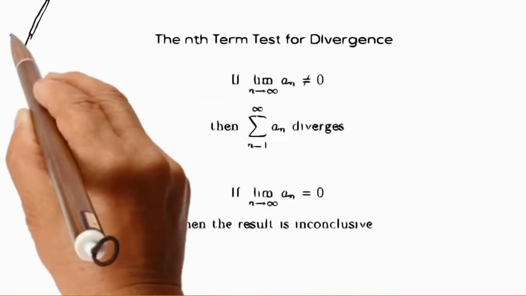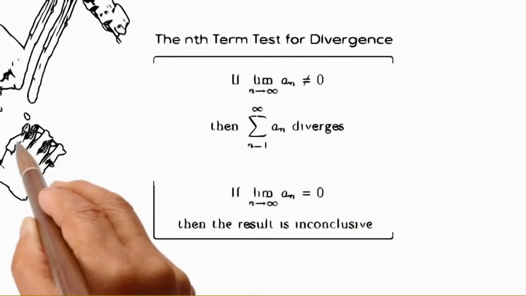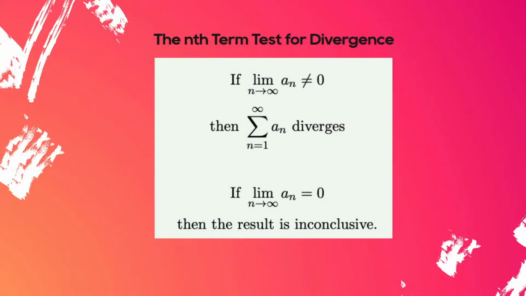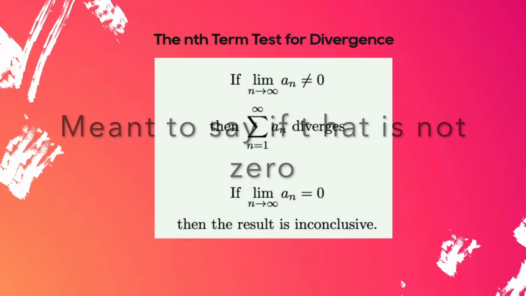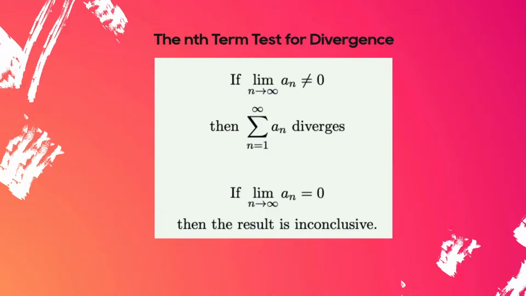Now the nth term test for divergence. If the limit of a of n as n approaches infinity is not 0, then that means the series for a of n will diverge. However, if the limit of a of n as n approaches infinity is 0, then the result is inconclusive, and that means you must use a different test.